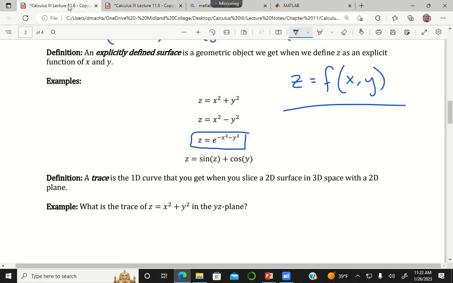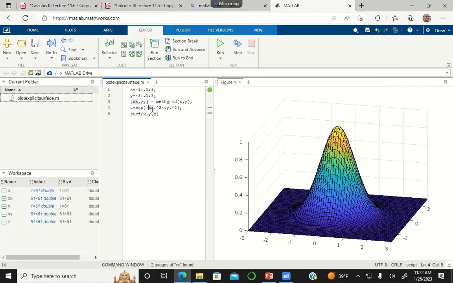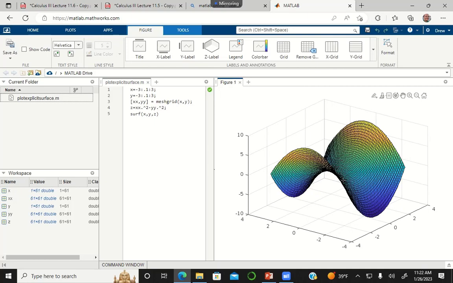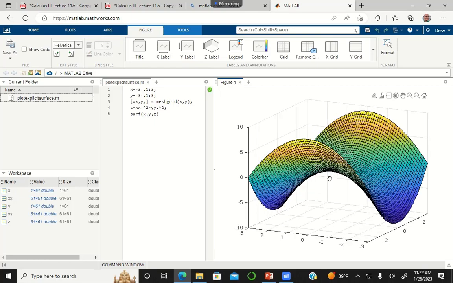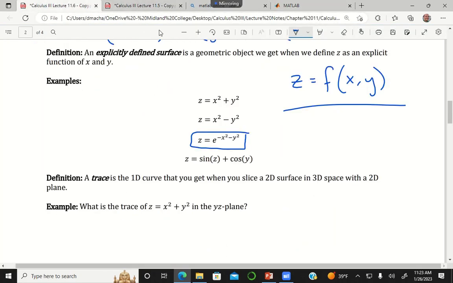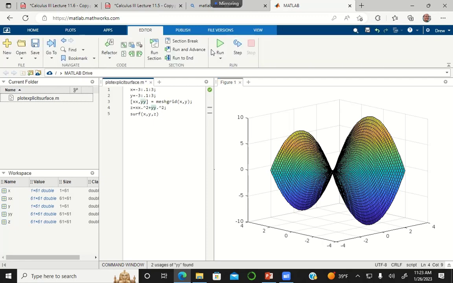Let's do another one. If I want z equals x squared minus y squared, I get kind of a potato chip shape, or maybe it looks like a horse saddle if you're into riding horses, right? When you do your homework and you're playing around in MATLAB, I want you to try some different functions and just see what those shapes look like. And then the last thing we'll do is x squared plus y squared, really quick. Show you what that looks like.